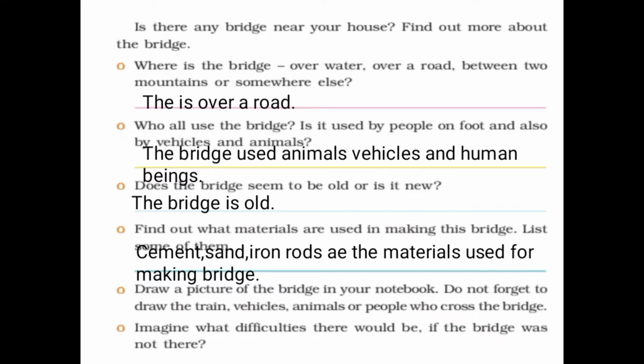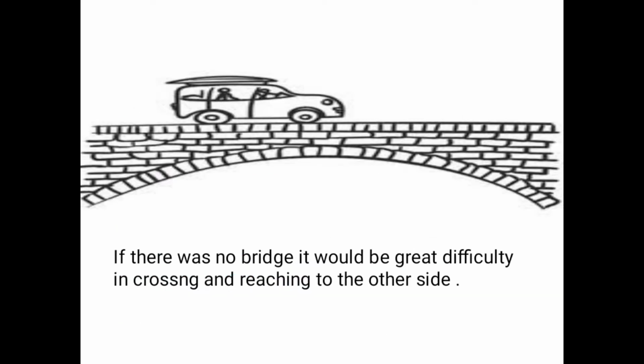Imagine what difficulties there would be if the bridge was not there. I have drawn a bridge here and also a vehicle moving on it. If there was no bridge, what would happen? Let us imagine. It would be a great difficulty in crossing and reaching the other side, which might be a water body or a mountain.